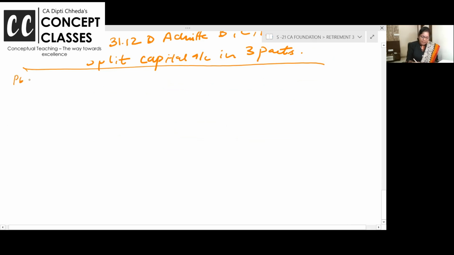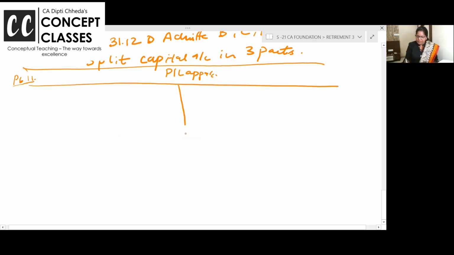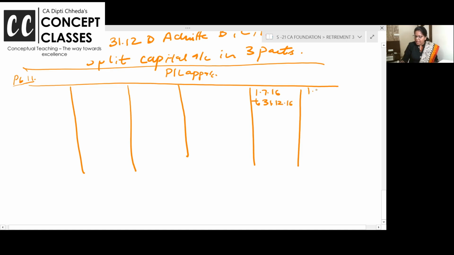What problem number is going on? 11. What all accounts they have asked you to prepare? P&L appropriation account is, once you get the net profit, split it to partners, but then we will divide it into two parts. Why are we dividing into two parts? From 1st July 16 to 31/12/16 and 1st January 17 to 30 June 17, since June does not have 31. Are you getting it? 6 months we are dividing the profit.